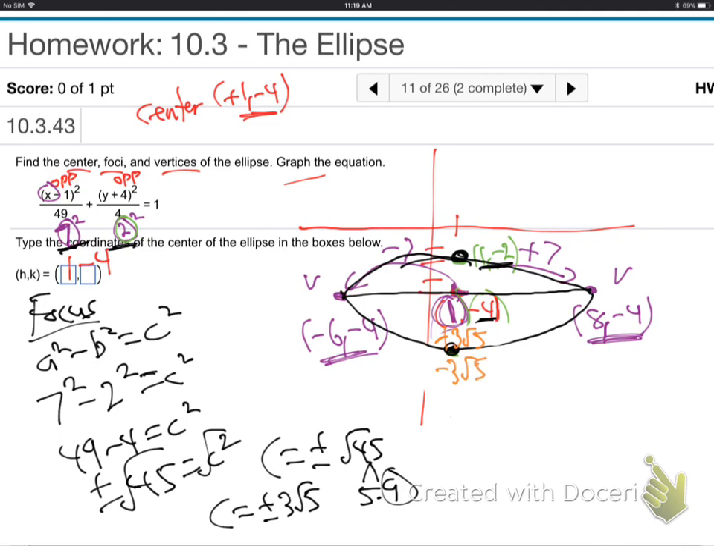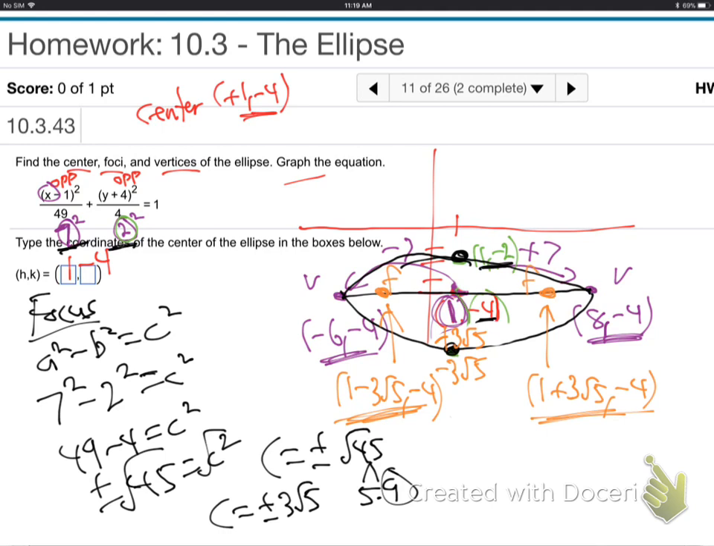And you can't really add them or subtract them because they're unlike terms. So that means you just write, I'm going to write right here, 1 plus 3 root 5, comma negative 4. And the other one, 1 minus 3 root 5, comma negative 4. Done. Those are the two focus points. And we're done. Is that okay?